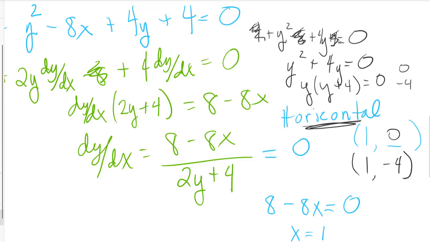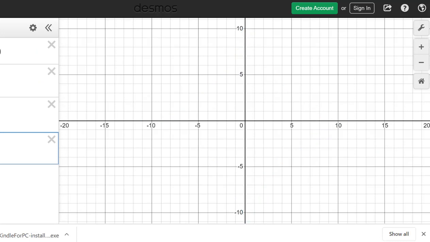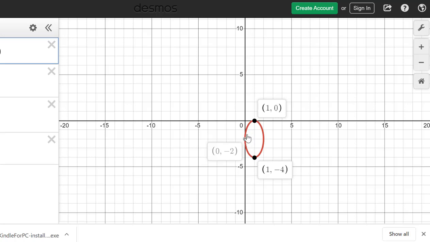So I'm going to go to Desmos real quick and show you what that looks like because I think I have it graphed still. Let me get these off of there. So here's that equation. My horizontal tangents are when x is 1, 0, and the other one would be here, 1, negative 4. You can tell these would be horizontal tangents. Now we're going to find our vertical tangents. By looking at this, I should have 2. There would be 1 here and 1 here. We have 2 horizontal, so we should have 2 vertical because it's an ellipse.